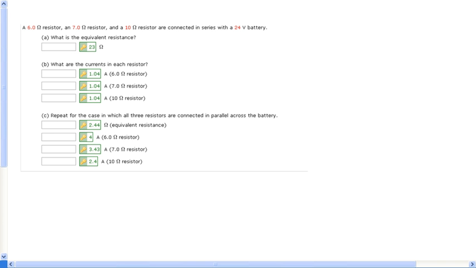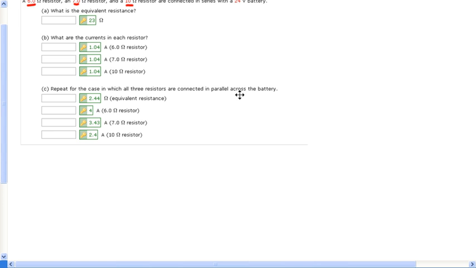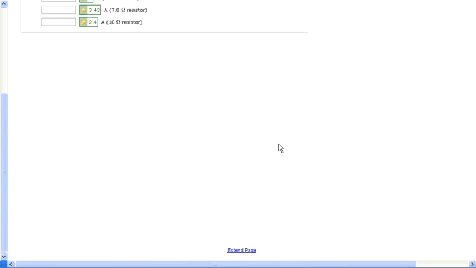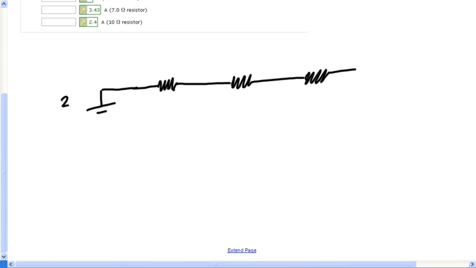All right, so this is one of our problems out of WebAssign. If we take a look at it, we've got 3 resistors, a 6, a 7, and a 10, and they're all connected to a 24-volt battery in this question. First thing it says is that they're connected in series. So let's draw a picture. We've got a 6, a 7, and a 10 ohm resistor all connected in series with a 24-volt potential. There's my 6, there's my 7, and there is my 10.